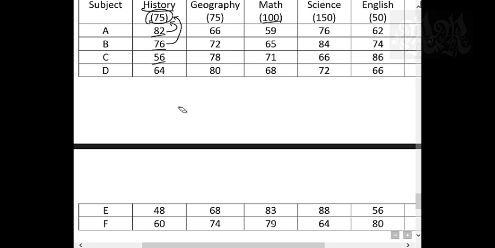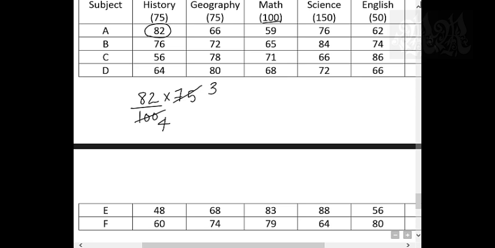Now in such a question, a typical table, you will definitely have at least one table like this in your paper. Why? Because it has two things: percentages, and addition at the same time. So let's understand. A has got how many marks? 82%. Percent means out of 100, into 75, because out of 75 it's got that much marks.